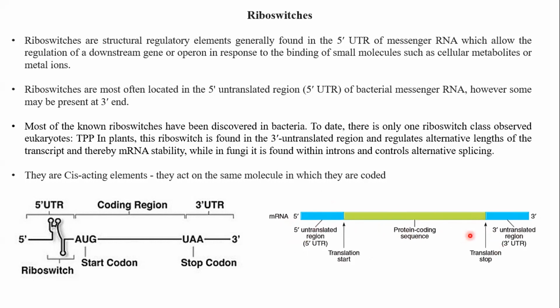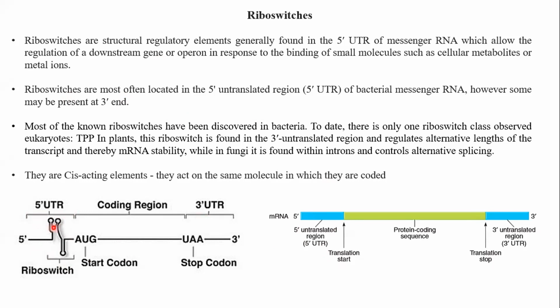So this is the general structure, and here I'm making a point that riboswitches are usually located at the 5' UTR. So that means here. And now compare this diagram with this diagram. Now you can see this is the riboswitch, which is in the 5' UTR.